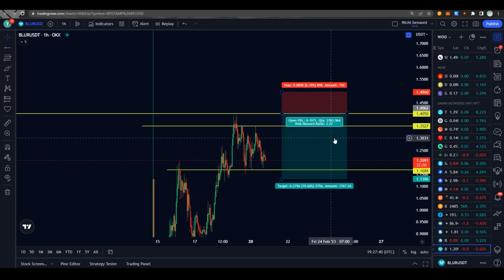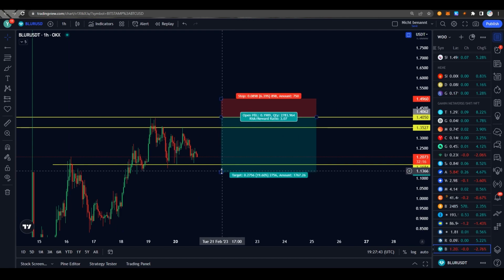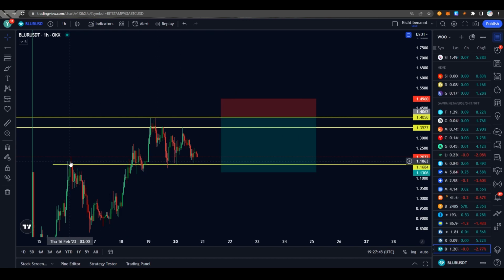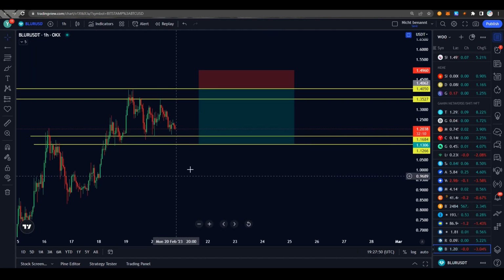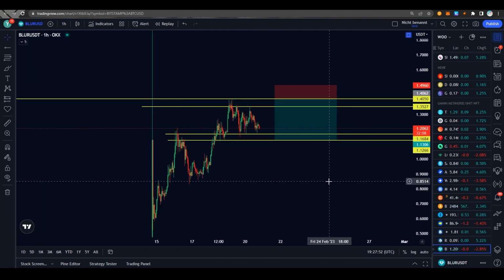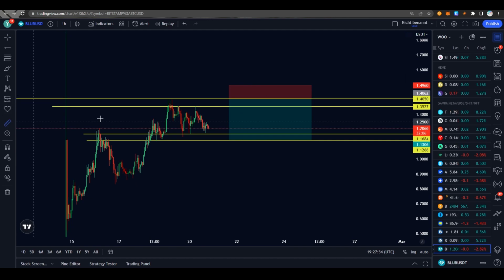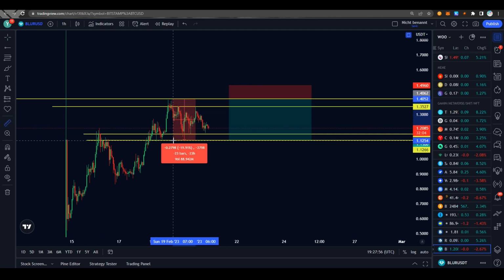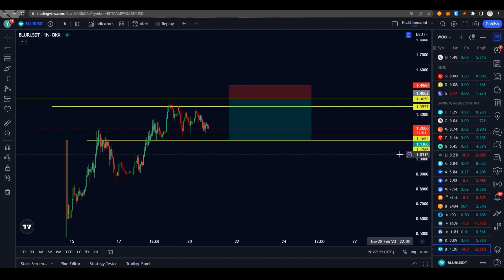Here's where I would open the position, and here's my take profit, these range lows. All right, so I would just scalp the range probably. So here you would get around 20% return if you would be able to catch that.